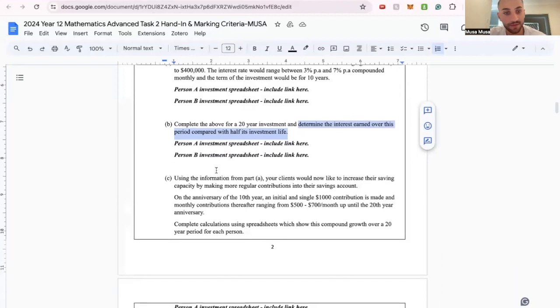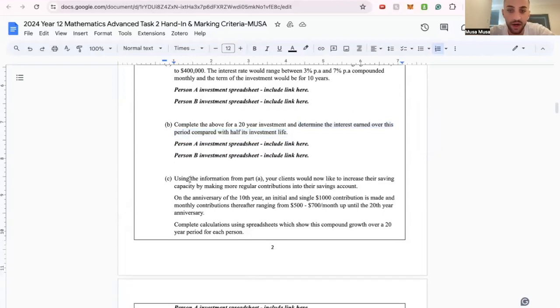Okay, let's come back to here. It says, using the information from part A, your clients would now like to increase their saving capacity by making more regular contributions into their savings account. So on the anniversary of the 10th year, a single $1,000 contribution is made, and monthly contributions thereafter ranging from $500 to $700 up until the 20th anniversary. Complete calculations using spreadsheets which show this compound growth over a 20-year period for each person.